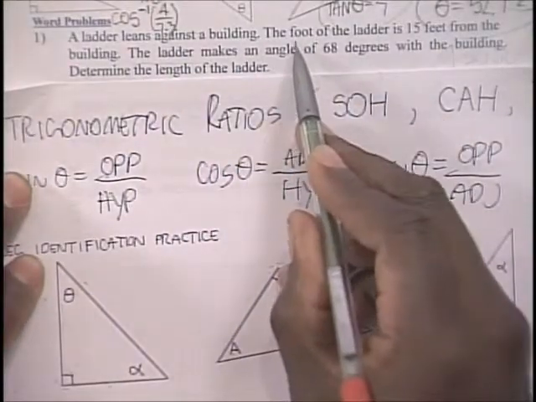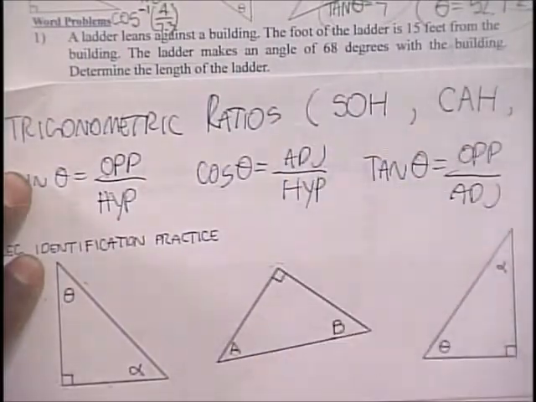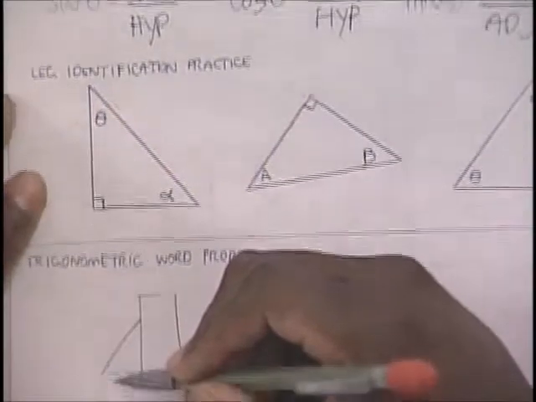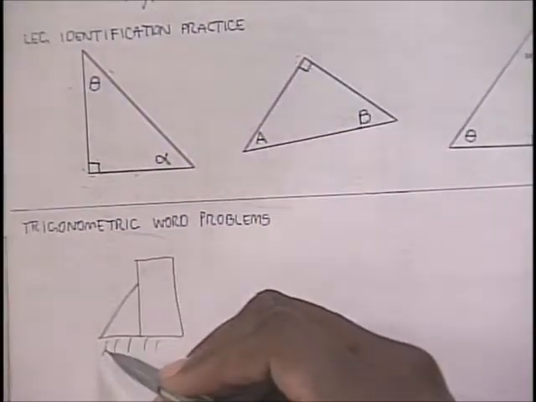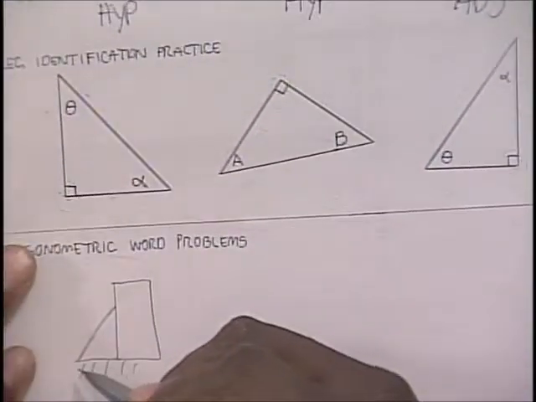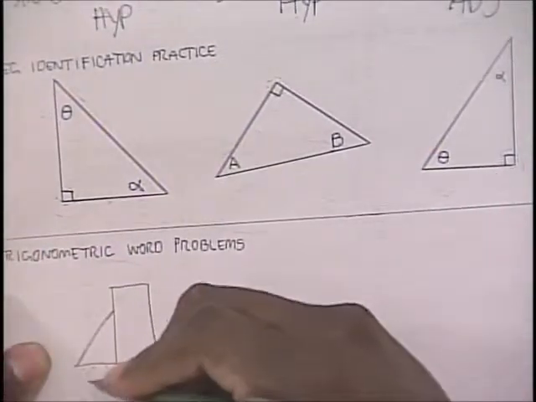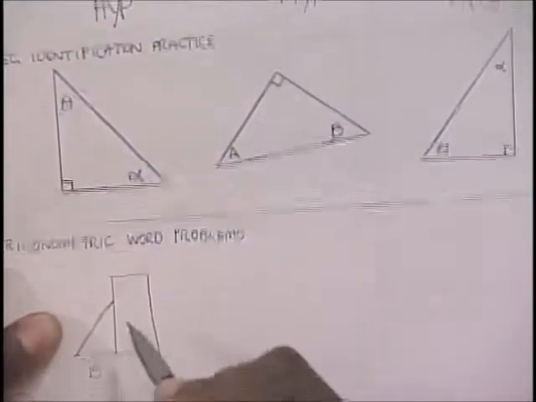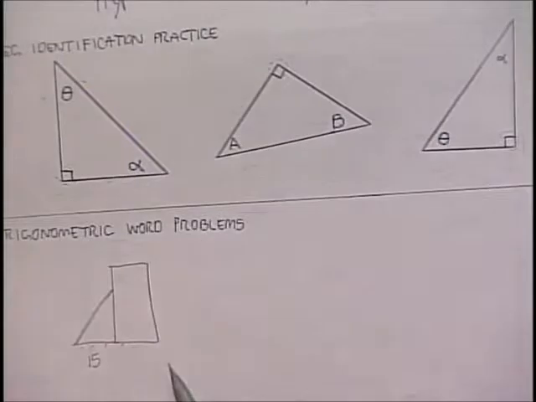The foot, another word for foot is bottom. The foot of the ladder is 15 feet from the building. So this is the ladder, this is the building. Oh, you can't see that. I am so sorry. The bottom of this ladder is 15 feet from the building. So this is 15 feet. From here to here is 15 feet.